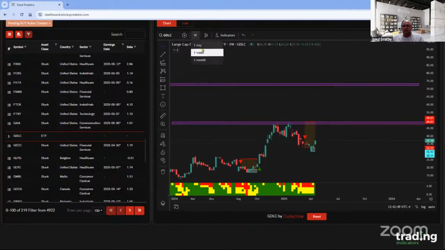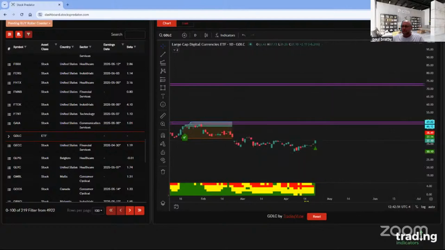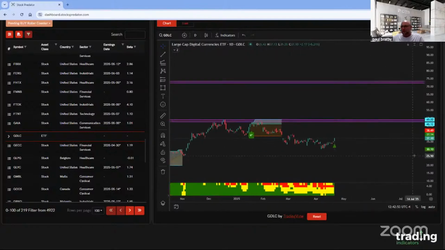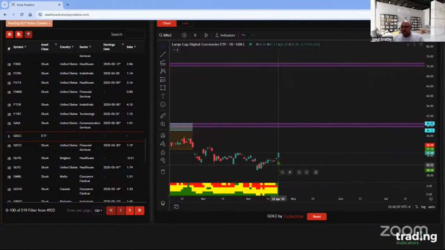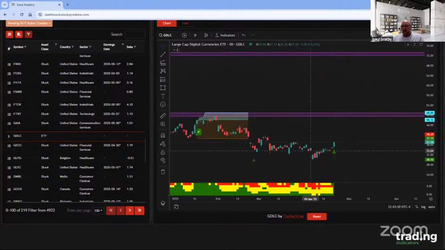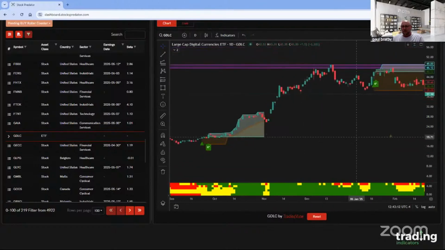So let's go to the daily here. There's a lot of room here already. We can see actually we're printing 2. This will be 2 out of 3 tomorrow. This could be a reasonably good buy here. There's a lot of fresh air. And what will happen is, if I can find another example here.